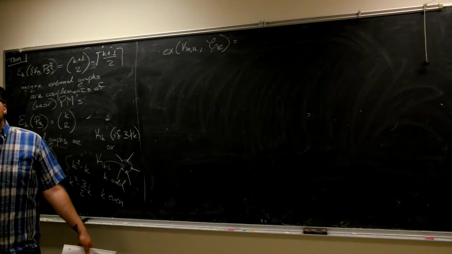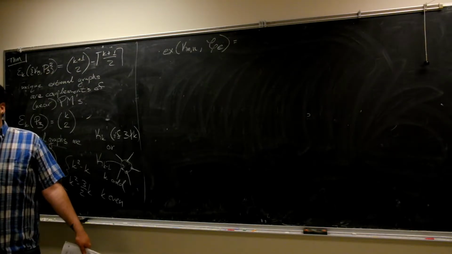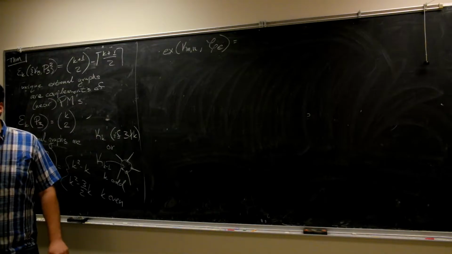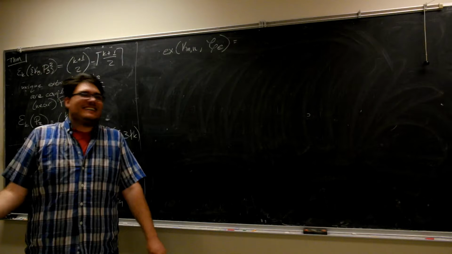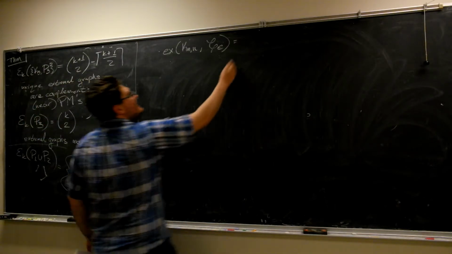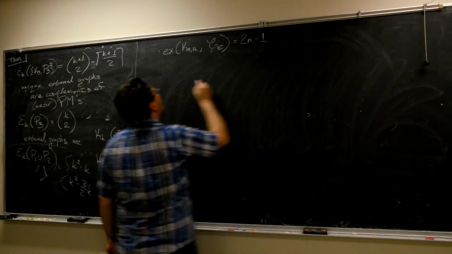Well, I can have a spanning tree, right? That doesn't have any cycle. If I give you one other edge, it has to have a cycle, and it's bipartite. That cycle has to be even. This is 2n minus 1.